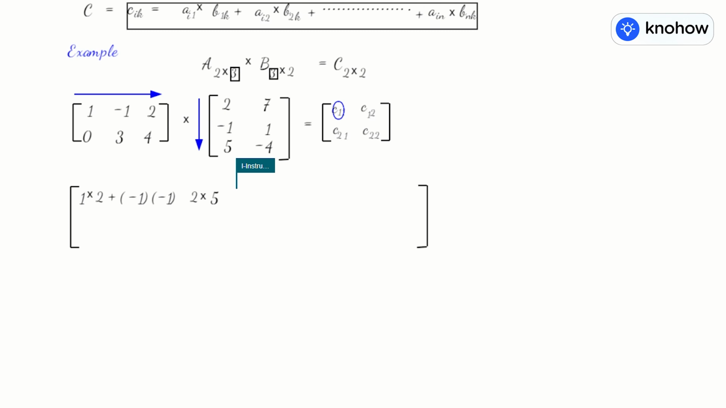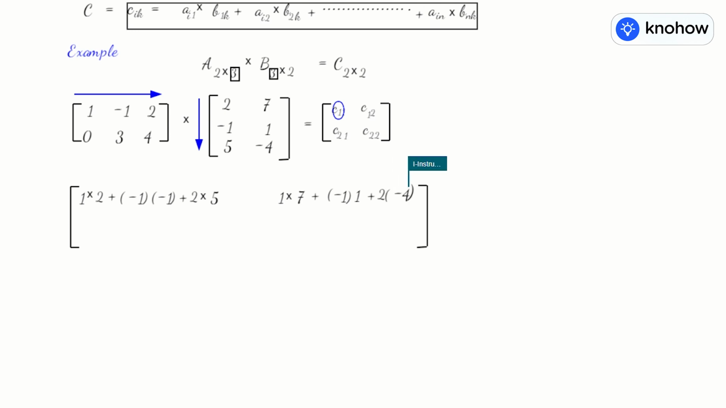Then what about C12? Put a plus sign here. C12 will be obtained like this. Keep first row with you of the matrix A and multiply it respectively with the elements of second column. So you get 1 into 7 plus minus 1 into 1, plus minus 1 into 1, and the third element will be 2 into negative 4.